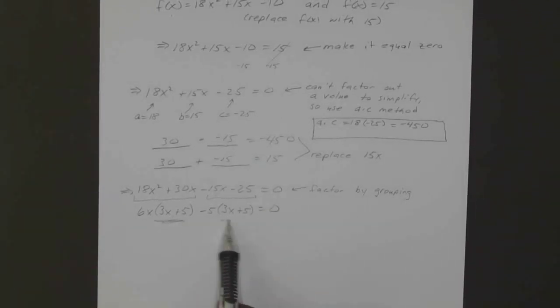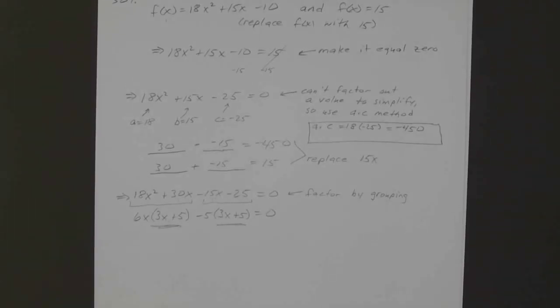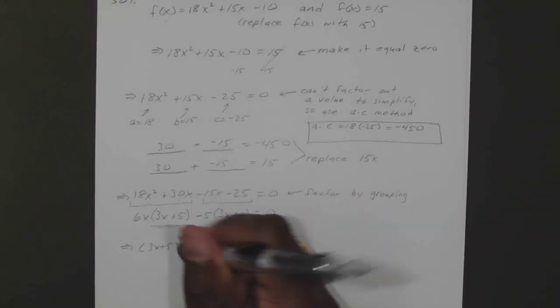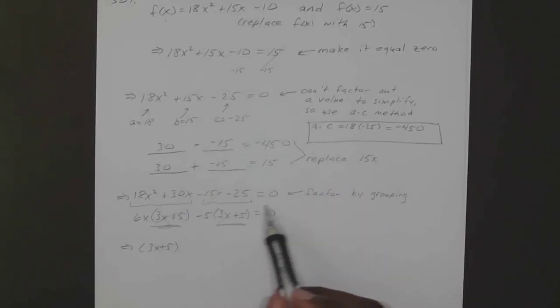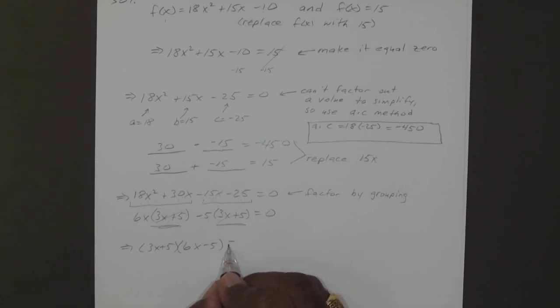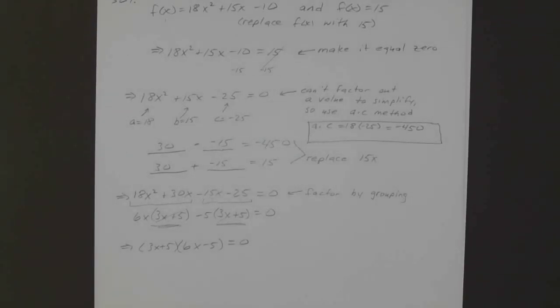And once again, we have our common binomial. So we go ahead and just factor that out. So you have 3x plus 5. Uh-oh, not minus, should be times. Go ahead and cross those out, and what's left goes in the next parentheses: 6x minus 5 equals 0.